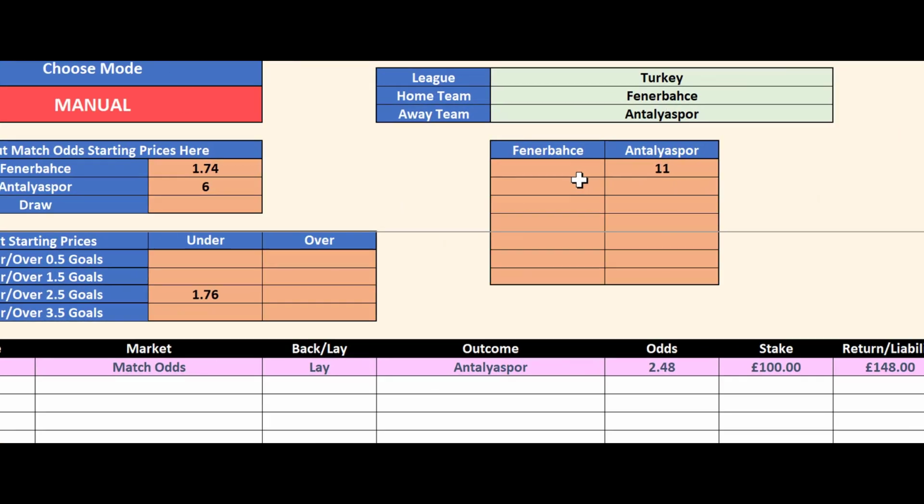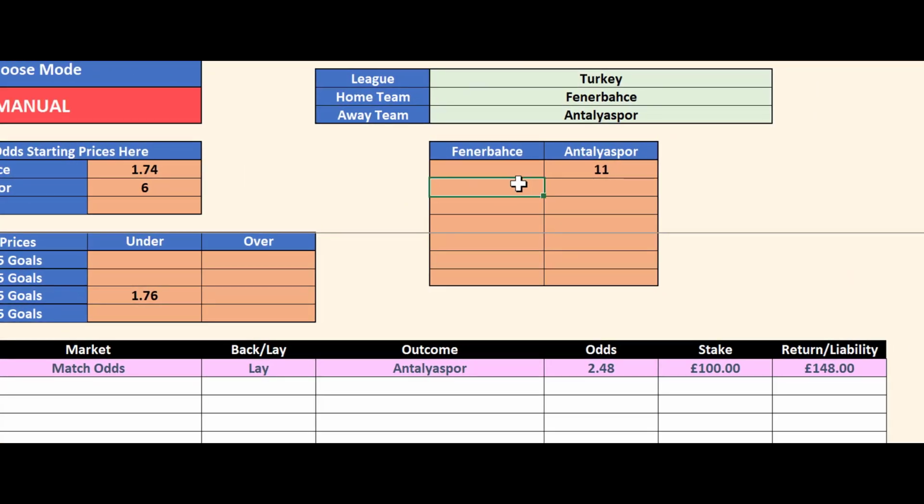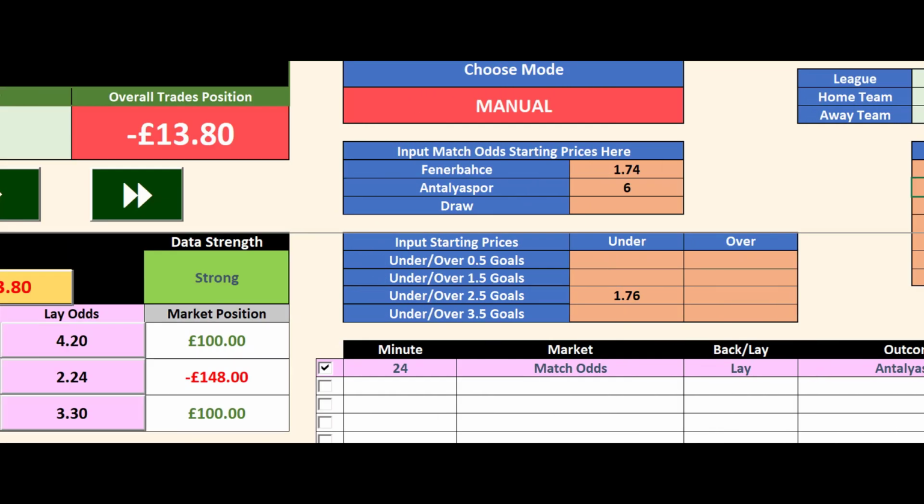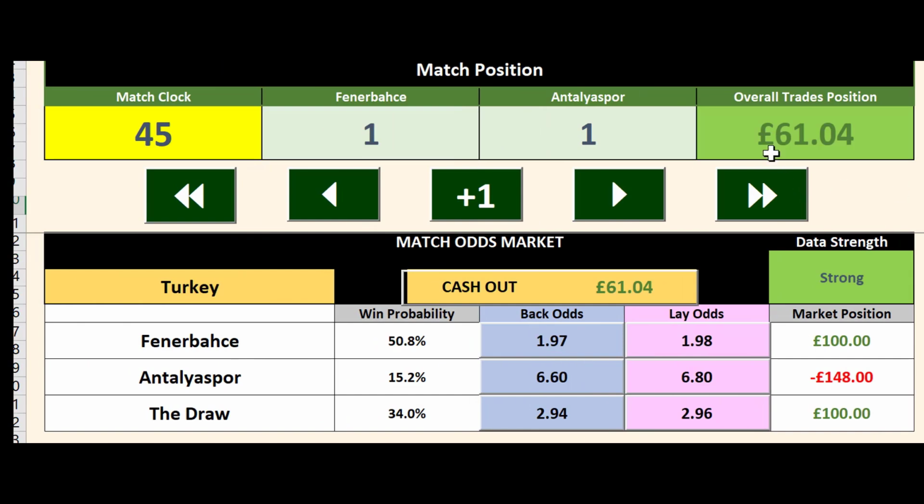But if Fenerbahce can score an equalizer before half time, we just type in the goal and we can get an idea of that. And then that would give us a profit that we could lock in of £61, okay? If we were to just exit out, let's say we exit out immediately after that goal, it came around the 40th minute, then yeah, we can take that profit of £61.41. So that's quite a good bit of upside.